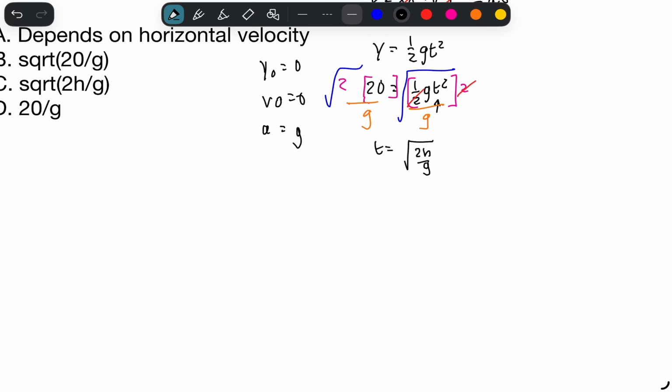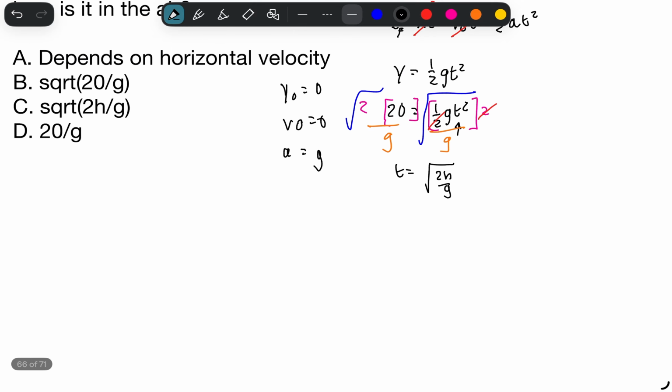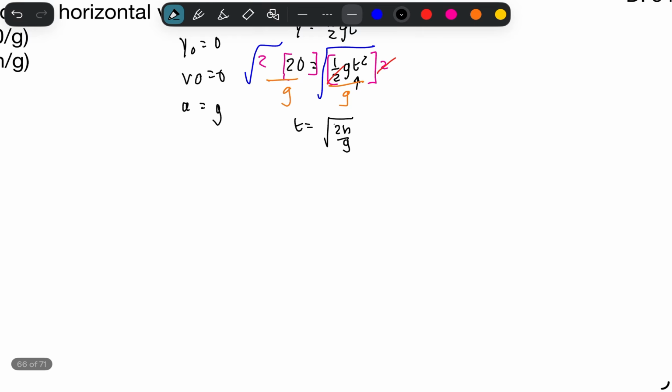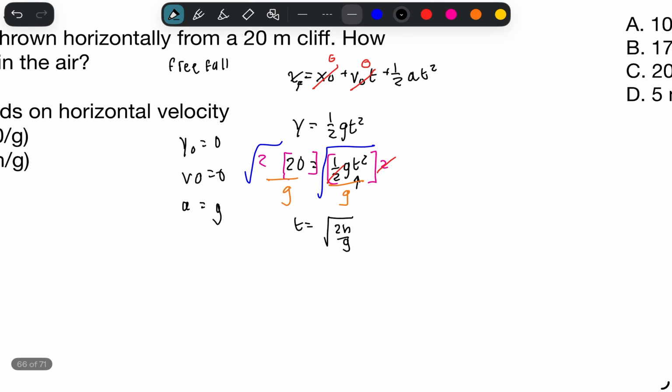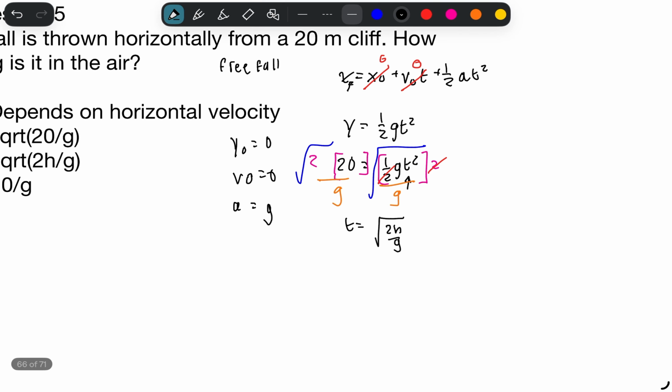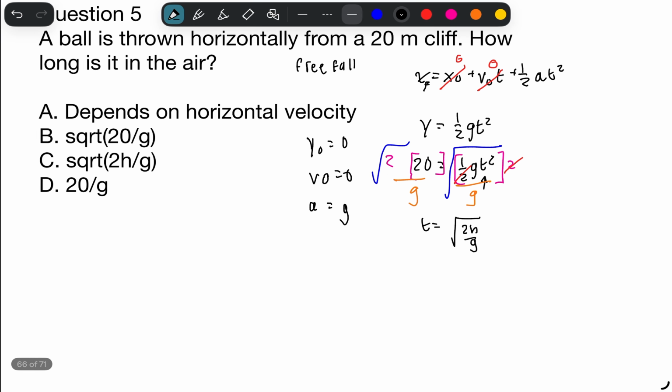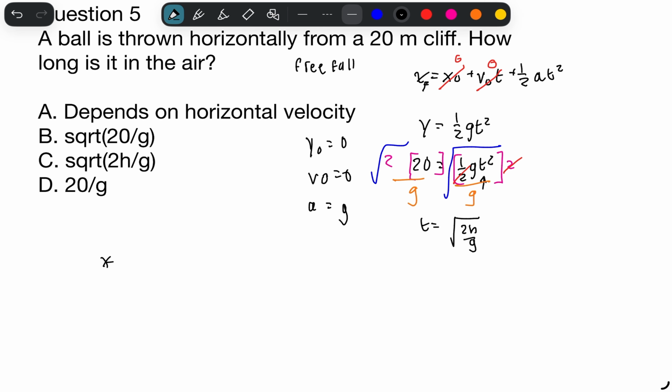Now, after this, we can see that our time is only going to be dependent on our vertical motion, because in our equation, our horizontal velocity canceled out. So we can write a note for ourselves that time depends only on vertical motion.